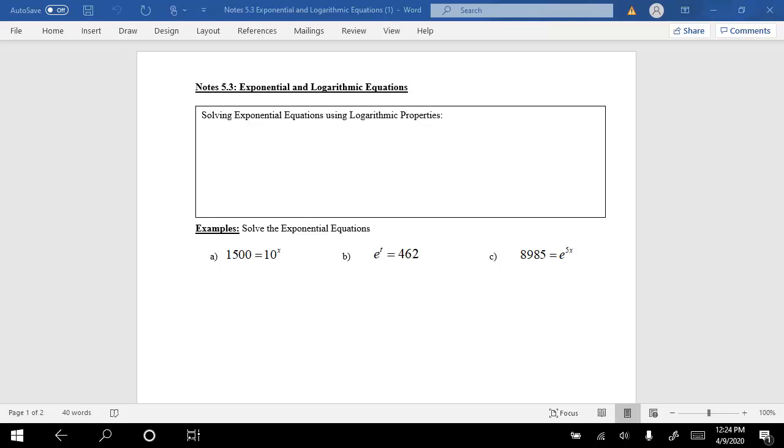Today we're going to talk about exponential and logarithmic functions. We're going to be solving exponential equations using the logarithmic property. So I'm going to write down the steps for that. The first thing you're going to do is rewrite the equation with the base and the power on one side.